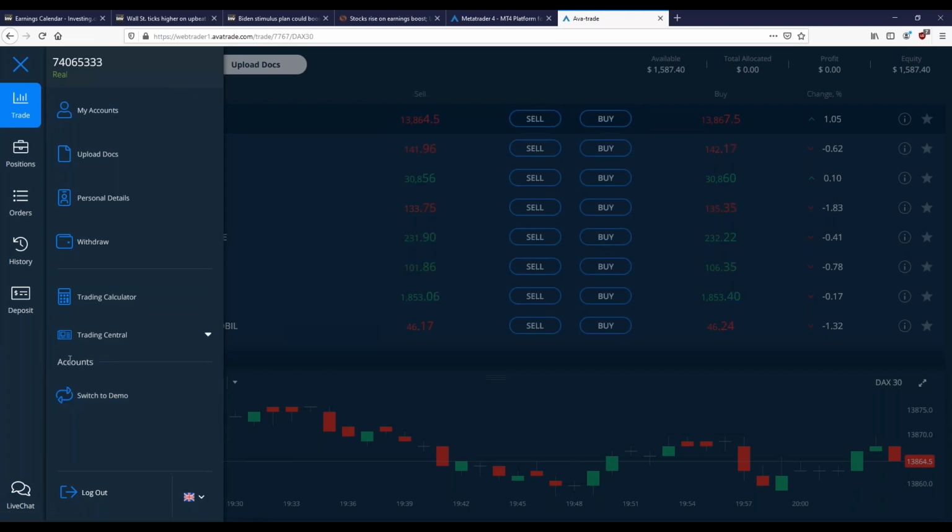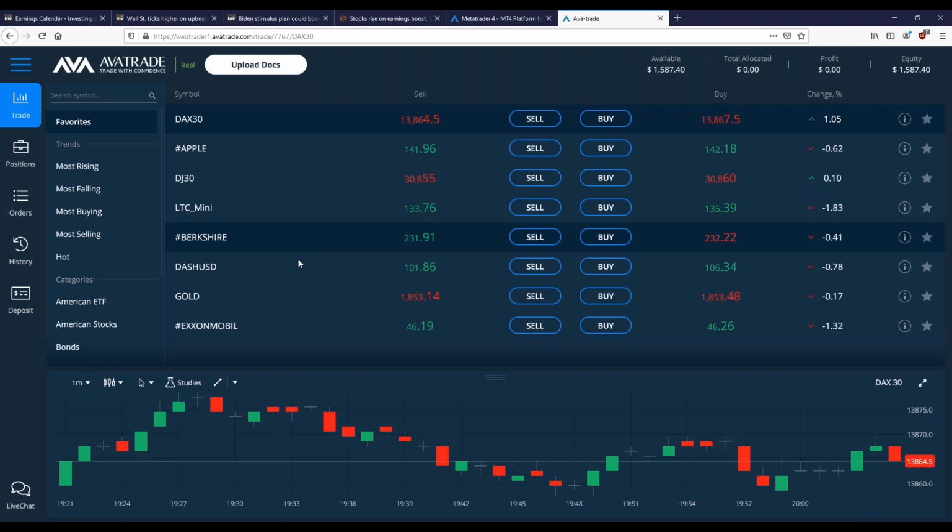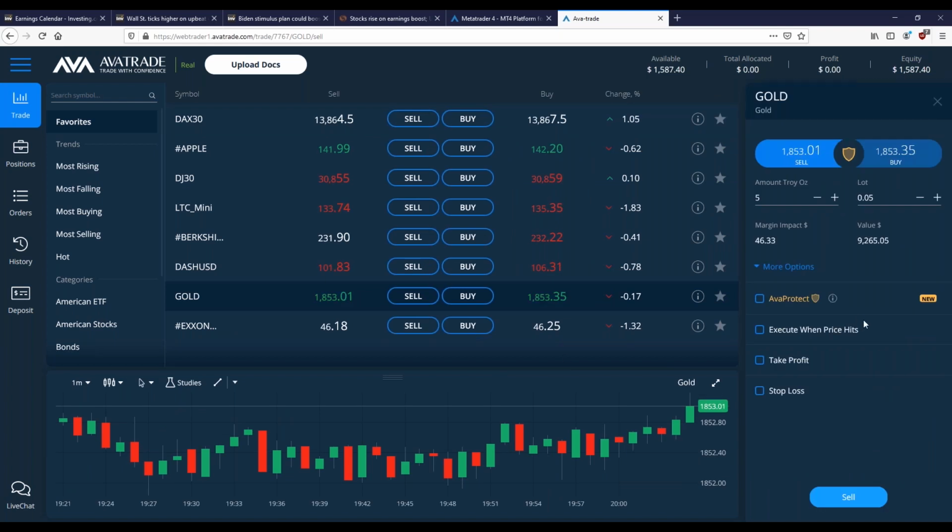All of your accounts will be listed in this area here where it says accounts. And so, risk management: if I'm going to gold and whether I want to buy or sell, when I put the number of ounces I want, it tells me the lot size. It tells me the margin impact, how much margin is required to open the trade. It tells me the overall value of the position in my account currency.